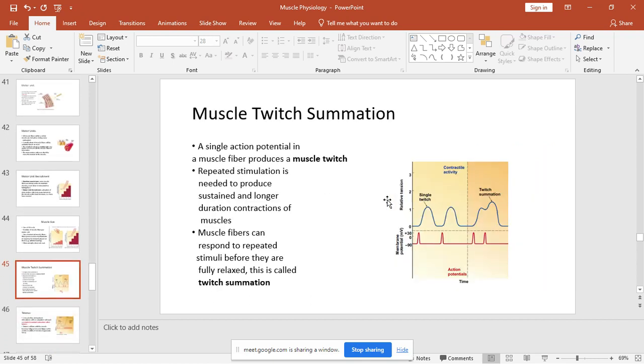Okay, we can now talk about muscle twitch summation. I find the best way to understand muscle twitch summation is to look at this graph on the right. In blue, what I have is the response of the muscle. On the y-axis of this blue plot is relative tension, and on the x-axis is time.